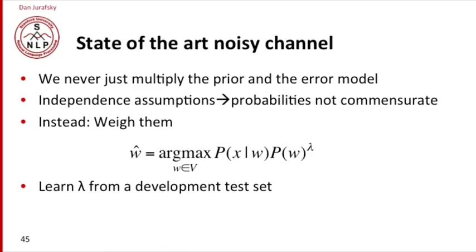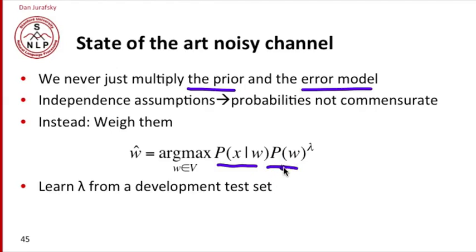In practice, for almost all noisy channel models, even though we define the model as multiplying a prior and a likelihood, an error model, in practice, these two probabilities are computed from making a lot of different independence assumptions about how many errors there were and the fact that the spelling is independent of neighboring words, and these are really not true. And the result of these incorrect independence assumptions means that these two probabilities are often not commensurate. So what we do, in fact, is instead of just multiplying these two, we weight them. And since we're multiplying probabilities, we weight them by raising one of them to a power. We can't obviously multiply one of them by something.